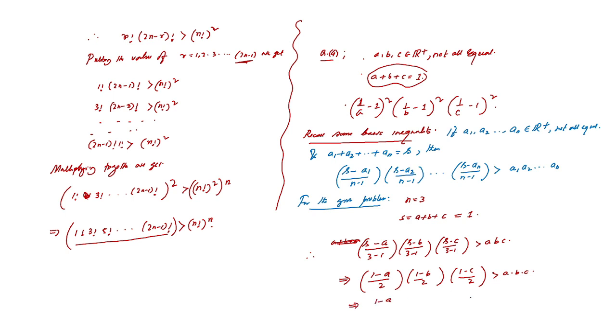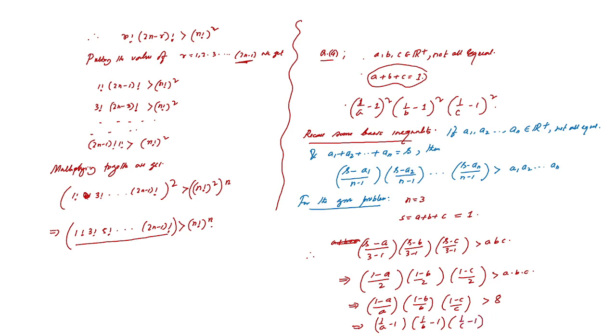I think we just divide by A, B, C individually: (1 minus A) by A, (1 minus B) by B, and (1 minus C) by C. It is greater than 8, 2 into 2 into 2, 8. We just take 2 on the right side and ABC on the left side. So it will be (1 by A minus 1), (1 by B minus 1), (1 by C minus 1).